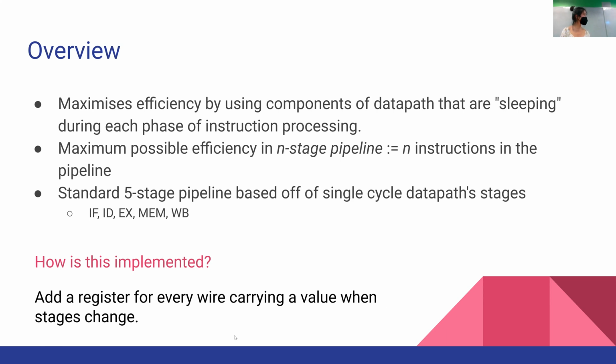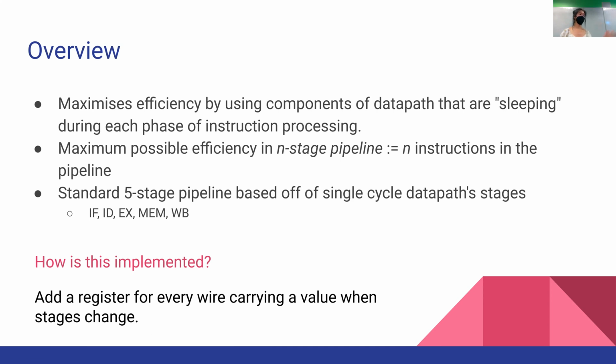So the whole idea of first adding a register is basically to maintain the previous stage's value in order for the next stage to be able to actively use it, even while a new instruction is being passed in, because registers hold values, right? And for every wire carrying a value when the stage changes, that exists because when we have wires that pass from stage to stage, we know it's going to be used at some point later down the line, but we don't know when.